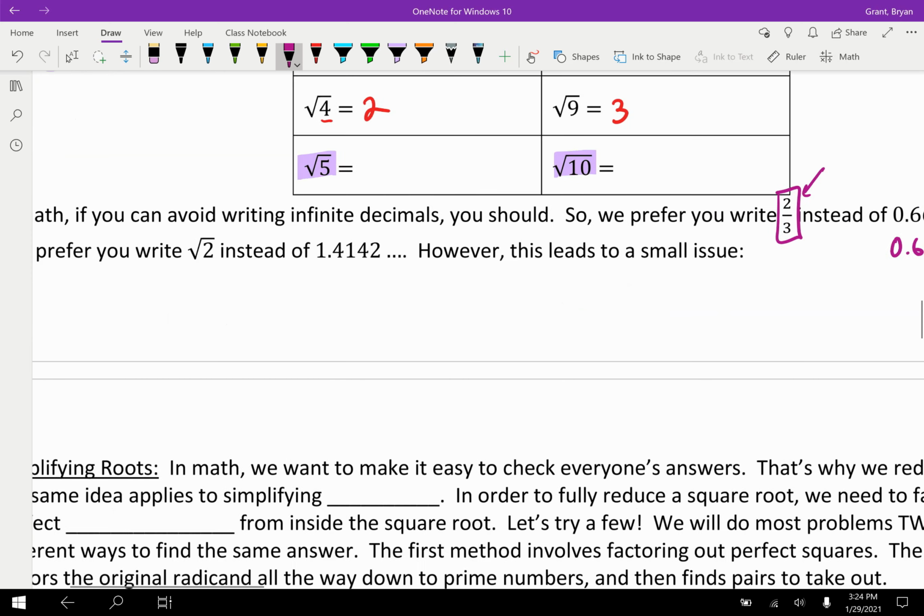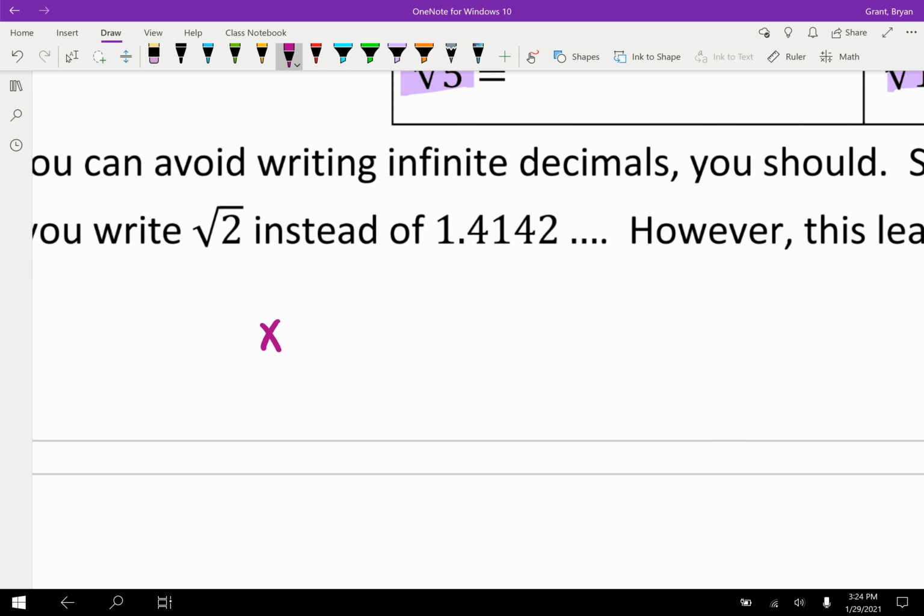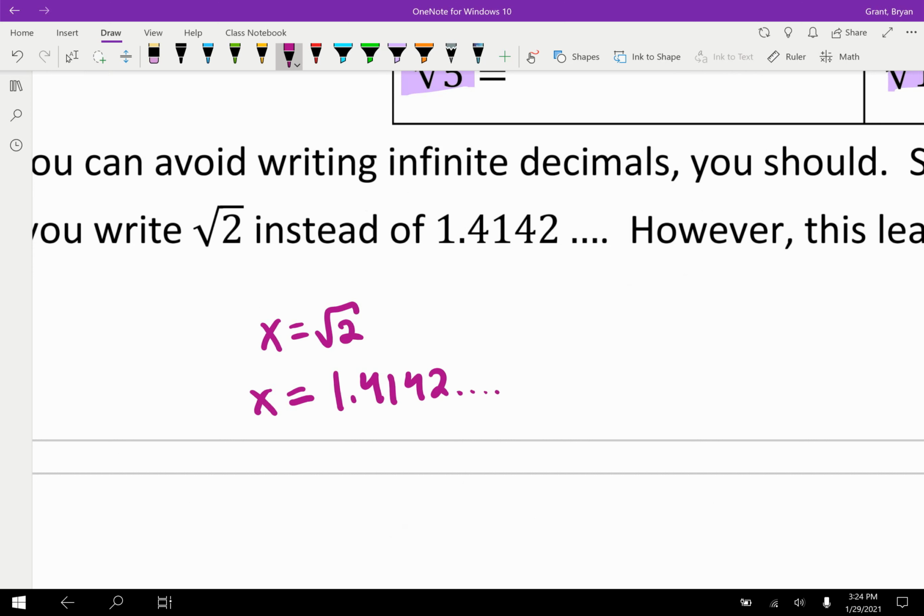Square roots are very, very similar. If you solve a problem and you find, oh, x equals the square root of 2, we don't want you to put that into your calculator and get 1.4142, blah, blah, blah. We don't want you to write that as an answer. We want you to stop here. Should you know how to get a decimal? Sure, use your calculator. But we want the exact answer. We want you to round as little as possible.